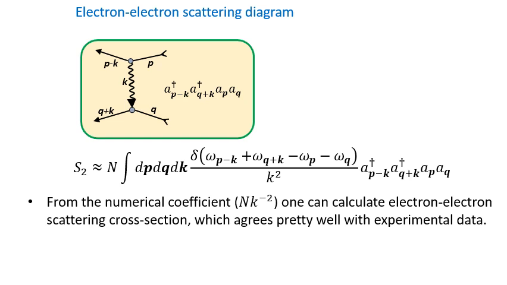Here is the electron-electron scattering diagram in more detail. If we take into account all previously ignored numerical factors, we'll find out that the numerical coefficient of this S-matrix term is proportional to the inverse square of the transferred momentum, k. This result is characteristic for charges interacting with each other by a Coulomb force. So our approximate QED calculation agrees with experimental data pretty well.